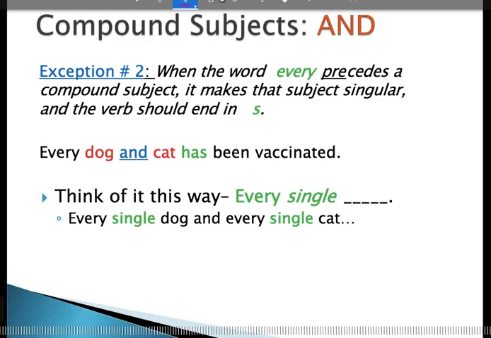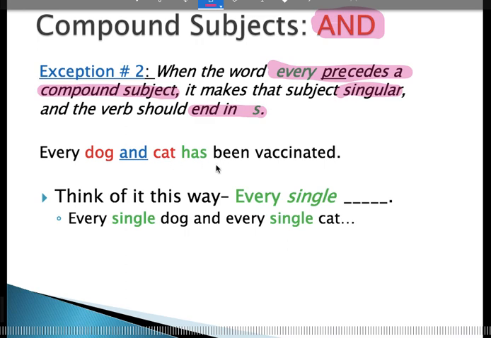So our second exception, when we have the conjunction and, is when the word every precedes, that means comes before, a compound subject. It makes that subject singular, and therefore it needs a singular verb that's going to end in S. So let's look at an example.